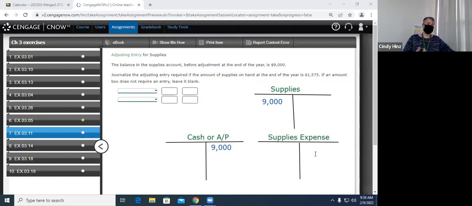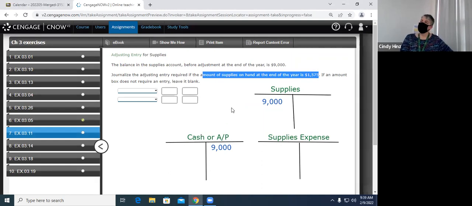And we get to the end of the year, or the end of the period, and we look at it and say, we don't have $9,000 in supplies. The exercise tells us the amount of supplies on hand at the end of the year is $1,575. How do we know that? Because we haven't been keeping track.